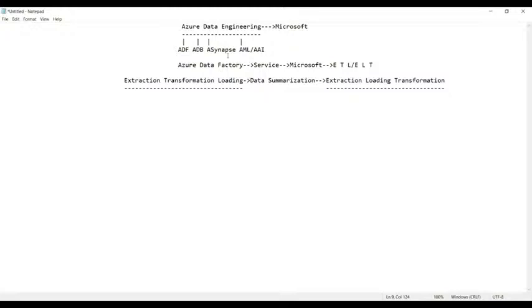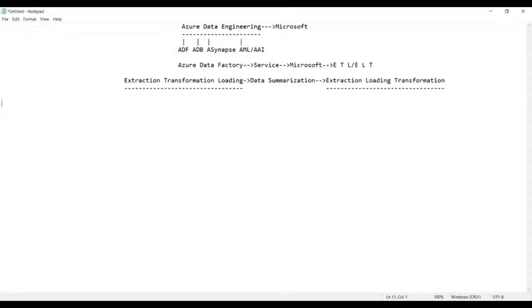So we have the same, both ETL and ELT are the same, but only the application part will change here. That's it. Okay, nothing else. So whereas these are the ETL. So what is ETL? Azure Data Factory is a service provided by Microsoft to perform the job of ETL, that is extraction, transformation, and loading.